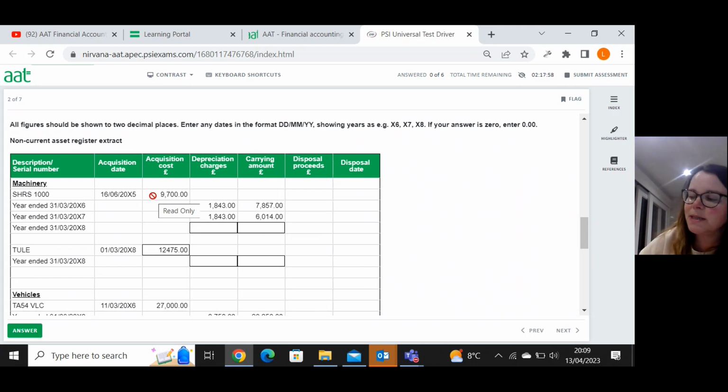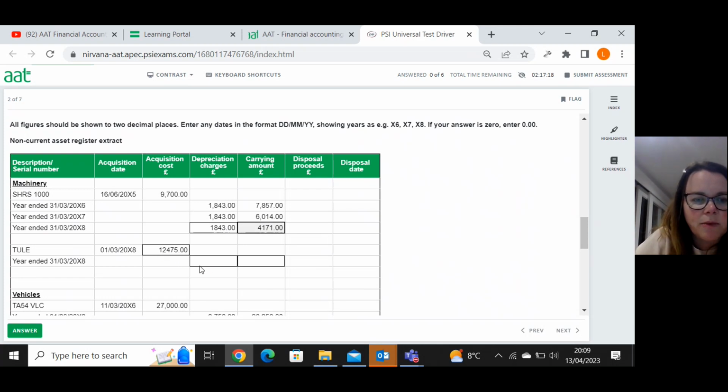It then said that it was at 20% straight line. So I've worked out 20% of that figure, which not surprisingly gives me exactly the same as in the previous 2 years. Now you could have taken a flyer here and thought, well, it's straight line depreciation. Let me assume they've done it right. But it was quite nice just to double check the maths there. So then my carrying amount will be the previous year's figure, the 6,014, subtract that 1,843 of annual depreciation, which gives me 4,171.